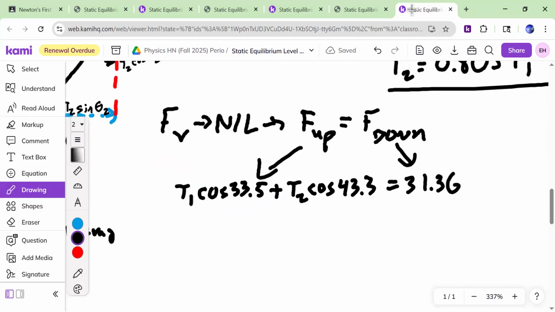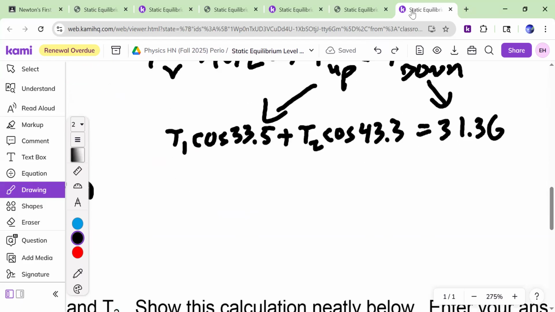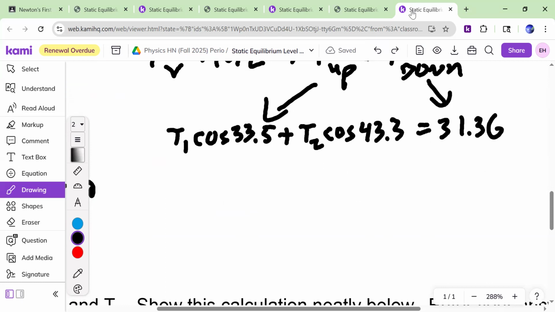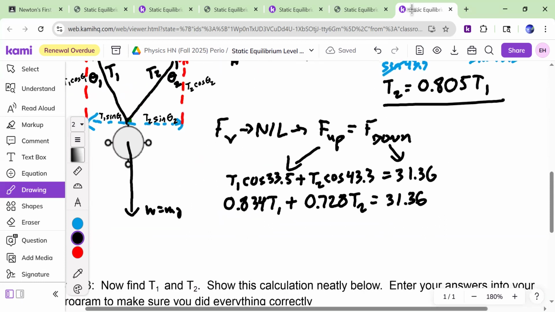Figure out yours. Now I'm going to take the cosine of those numbers and write them as decimals. Cosine of 33.5 gives me 0.834, multiplied times T1, plus now I'm going to take the cosine of that angle. Cosine of 43.3 is 0.728, times T2. I'm going to write that next to it, equals my weight, 31.36. That's going to be my second equation right there. I've got two equations, two unknowns.